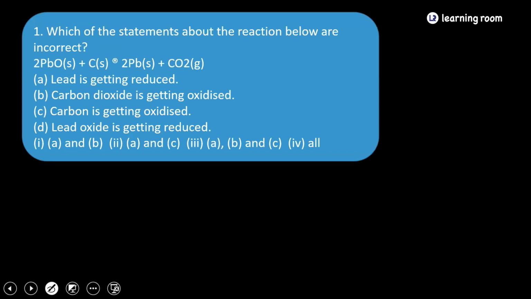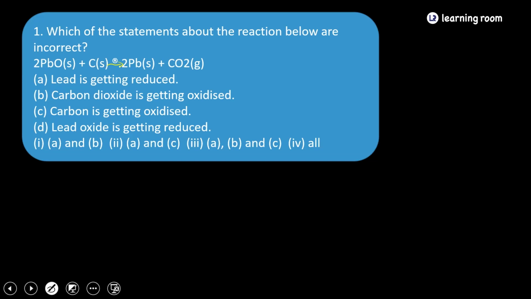Okay, which of the statements about the following reactions is incorrect? When lead oxide reacts with carbon, it gives lead and carbon dioxide. So lead is getting reduced, and carbon is getting oxidized.